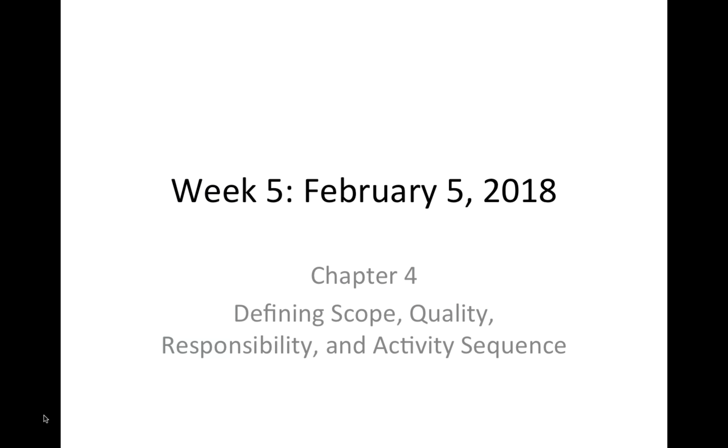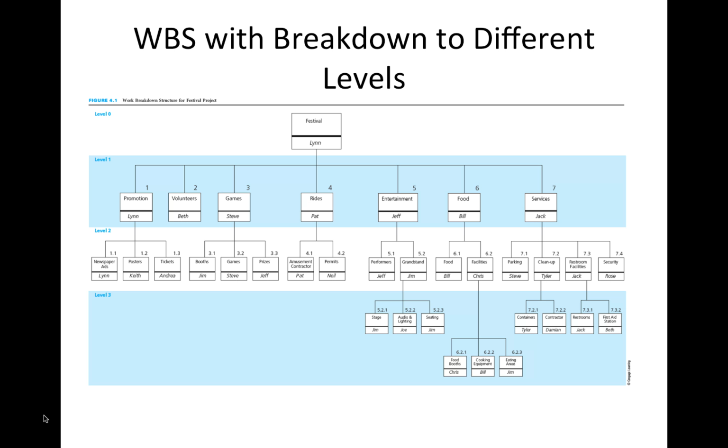Tonight we'll be reviewing Chapter 4, defining scope, quality, responsibility, and activity sequence. So you're going to be preparing first the project scope document. Once you prepare the project scope document, the next step of the planning phase is to create the detailed work breakdown structure, which is broken down into packages that produce the project deliverable.